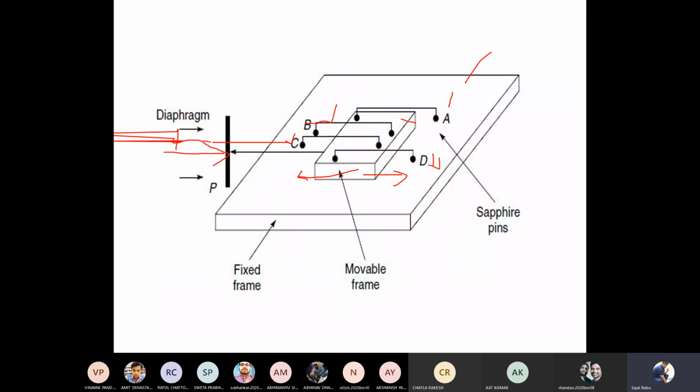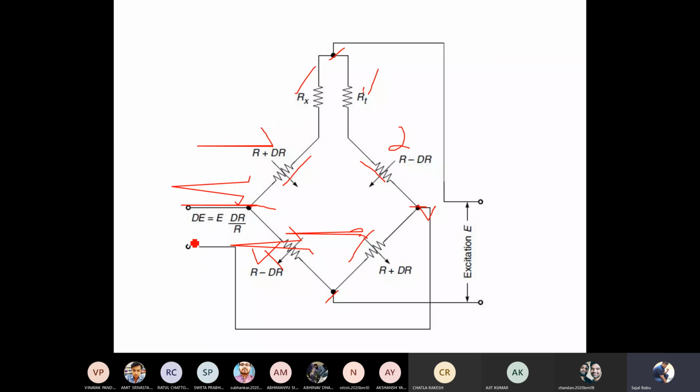So here you can clearly see that because of the variation in the input pressure, my output excitation is going to vary here, okay.